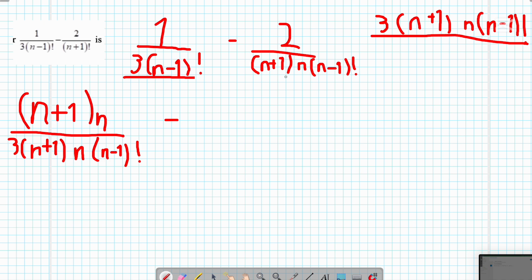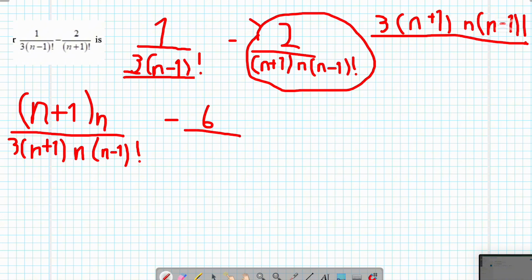For the second fraction, all we need to do is multiply by 3, right? Because we do not have 3 in the denominator for this fraction. So we're going to multiply by 3 up and down. So minus 6 over (n plus 1) times n times (n minus 1) factorial, with the 3 in front.